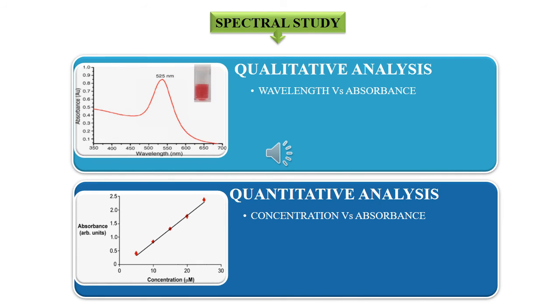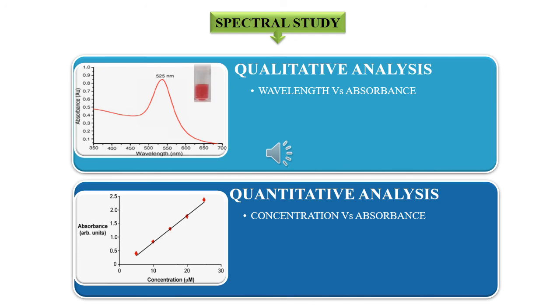Next we will see about spectral study. After getting the spectrum from the recorder, we can analyze it by means of qualitative and quantitative parameters. You know already there are two types of analysis, qualitative analysis and quantitative analysis. What is the qualitative parameter in UV visible spectroscopic analysis? It is Lambda Max. We take the spectrum, wavelength versus absorbance, with wavelength on the x-axis and absorbance on the y-axis.